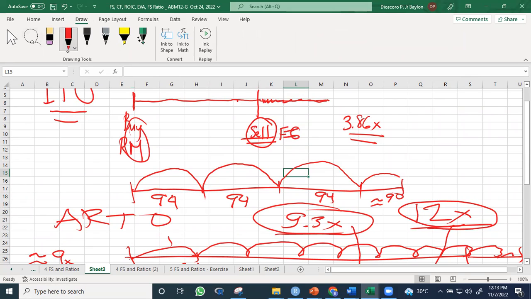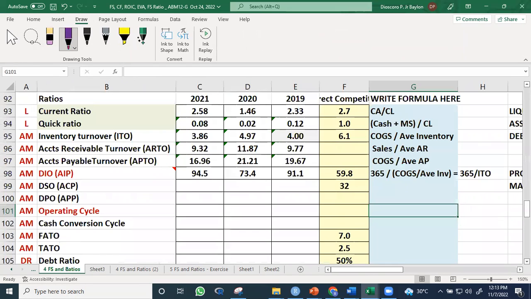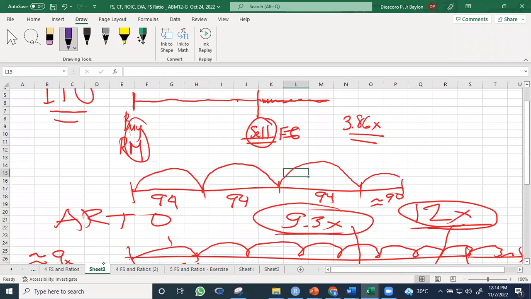Okay. How about our competitor? How long does the competitor take? Ano ba yung ITO nila? 59 sila, no? Okay, sabihin natin 60. Si competitor, ganito.